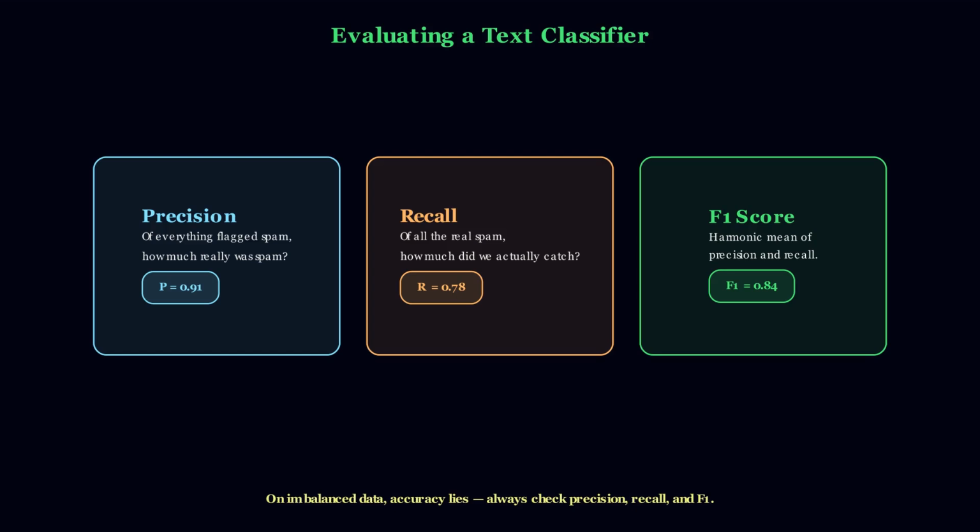The confusion matrix shows all four outcomes at once. True positive, true negative, false positive, false negative. For spam filters specifically, false positives, real emails marked as spam, are usually the costlier mistake. So teams often tune the decision threshold to favor precision over recall on purpose.